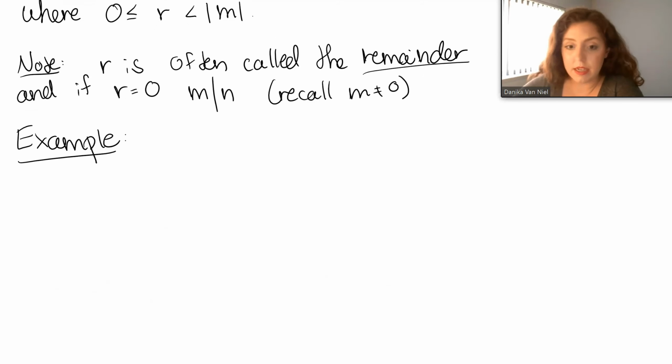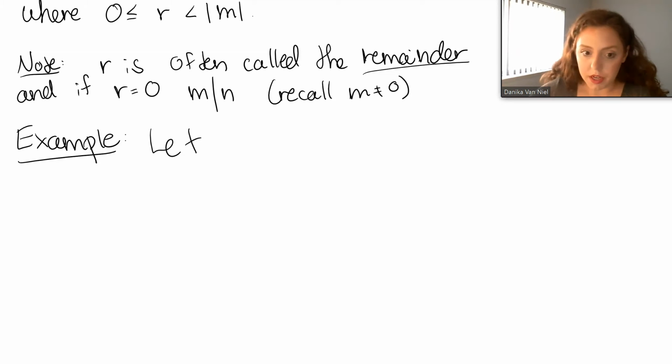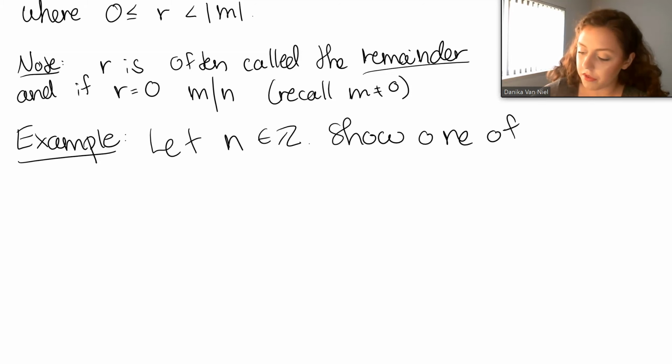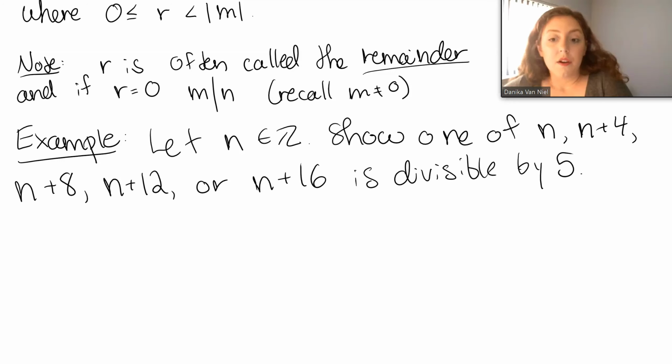Same type of deal. I'm probably not going to keep rewriting the division lemma, but if you are going to use the division lemma, you need to somehow state it somewhere. So I'll show you in this example. Let n be some integer. Show one of n plus 4, n plus 8, n plus 12, or n plus 16 is divisible by 5. So that's our question.